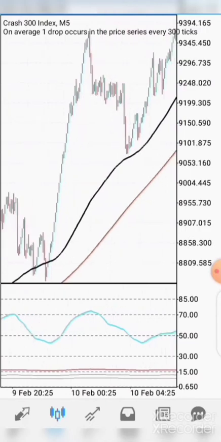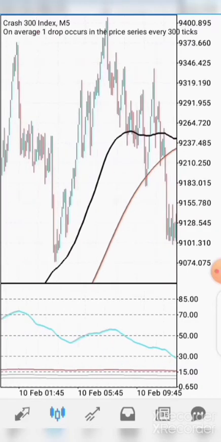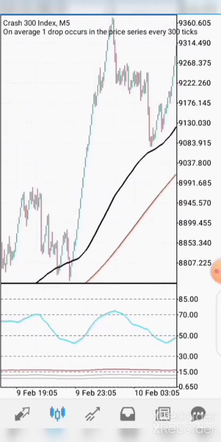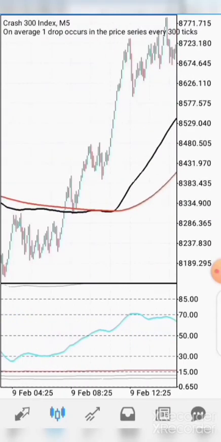So this is how it works here. We are making use of basically three major indicators here: the RSI and the moving averages. If you're not really good at price action, then this particular system should be good enough for you. So this is how it works.